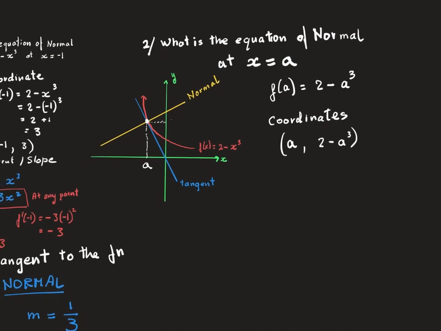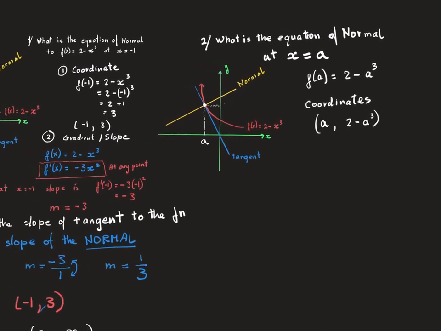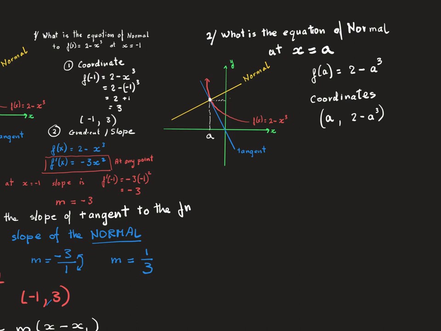All right, we now need to look for the gradient or the slope. So we've already found the slope here at any point. So in that case, we can now find what that slope is at a. At a, our slope will be minus 3a squared. That is the slope of the tangent.